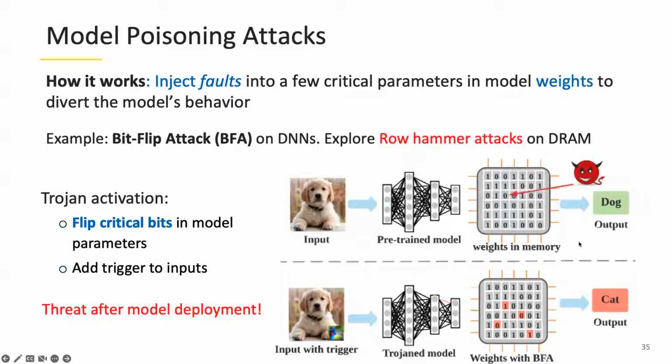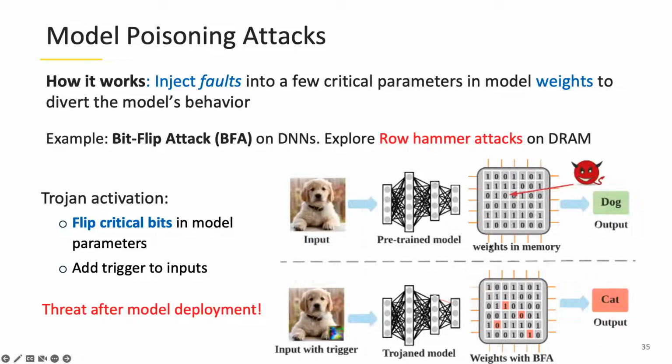The top part shows the inference flow of a benign or attacked model. Given an input with the weights stored in the memory, the model will give a correct output class, which is a dog here. And the bottom part of the figure shows that the adversary can maliciously flip some weight bits in the model parameters, which are denoted by the red grids here.